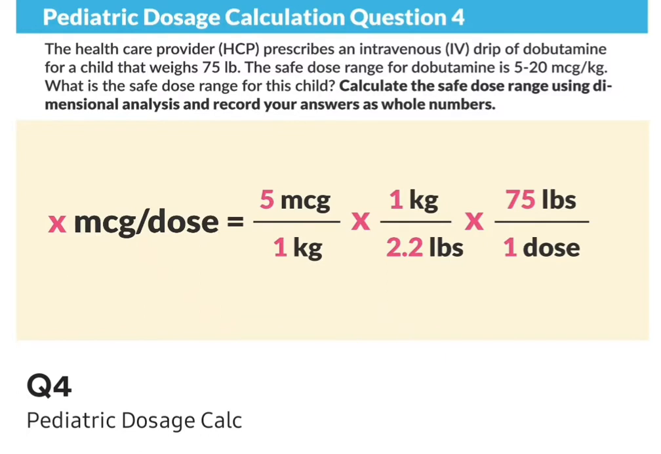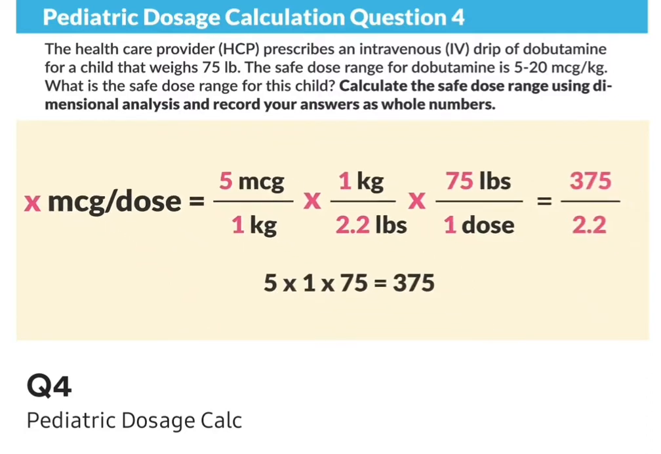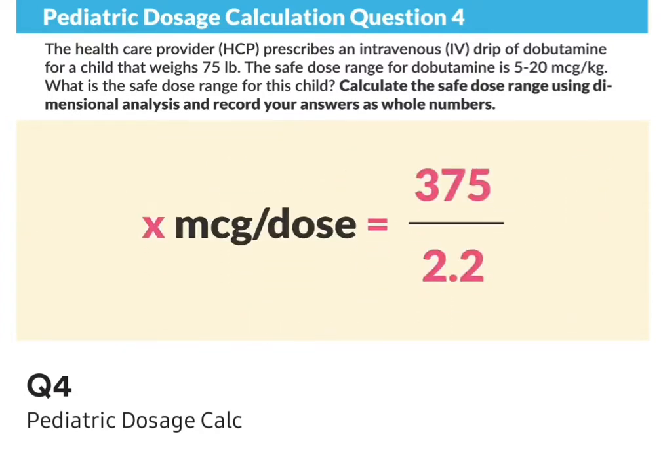So 5 micrograms over 1 kilogram, then 1 kilogram over 2.2 pounds because it's asking us to solve using those kilograms, right? Then 75 pounds over 1 dose here. So now we simply multiply across on the top and multiply across on the bottom. So we get 375 over 2.2.